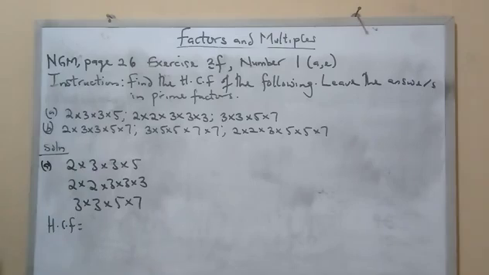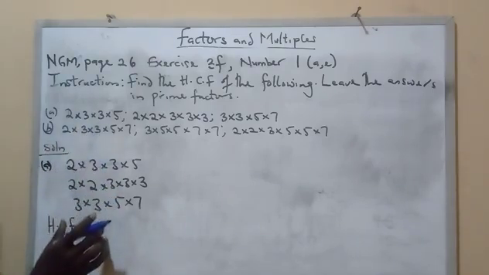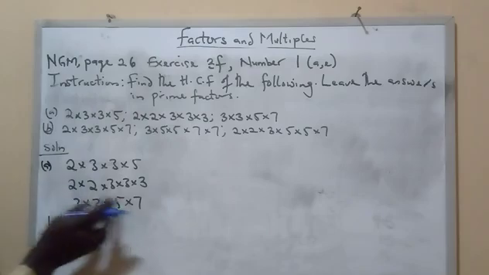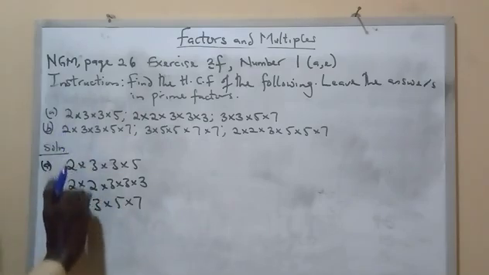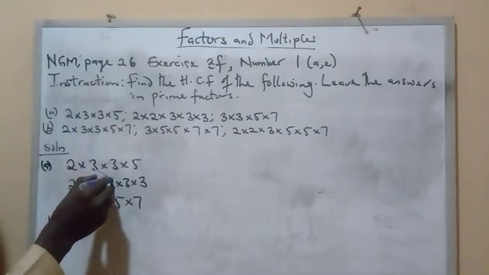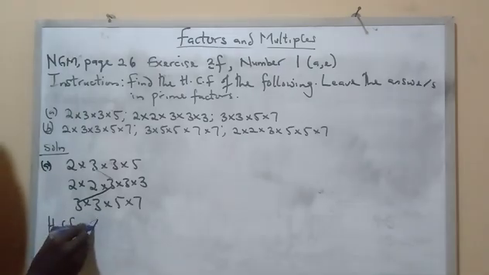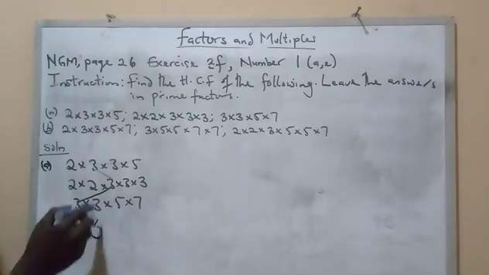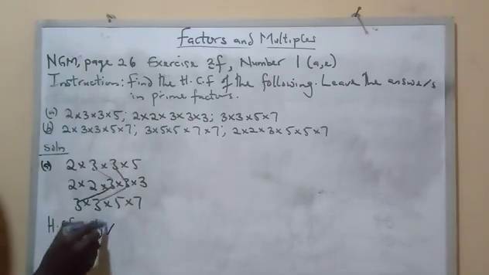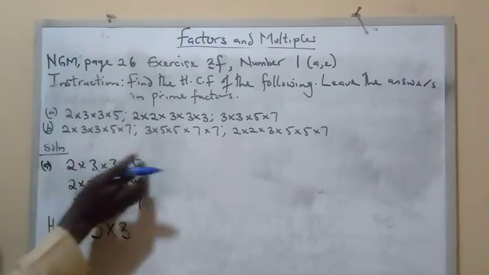We pick the prime factor that is common to all of the three expressions. 2, no 2 here, meaning 2 is not common to all of the three expressions. 3 is here, then 3 is also here, so we write it down. The same thing applies here. 3 still exists here, we write it down. So here now we have only 2 and 5.